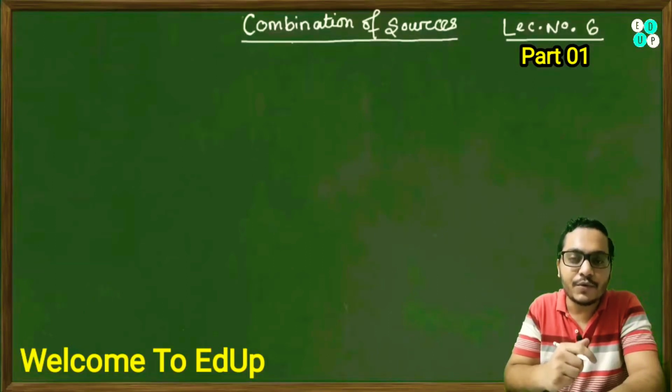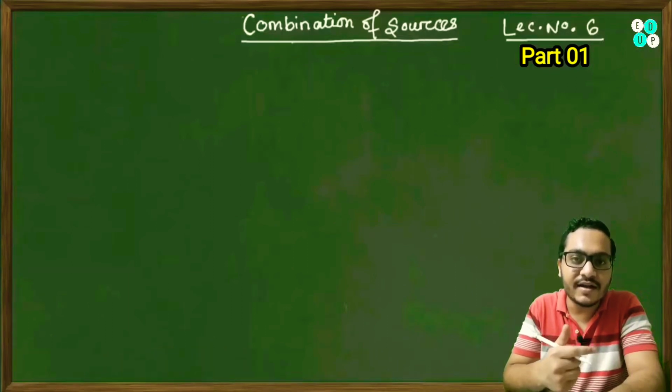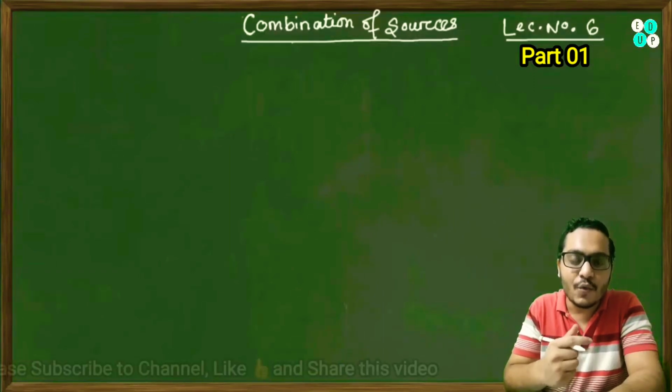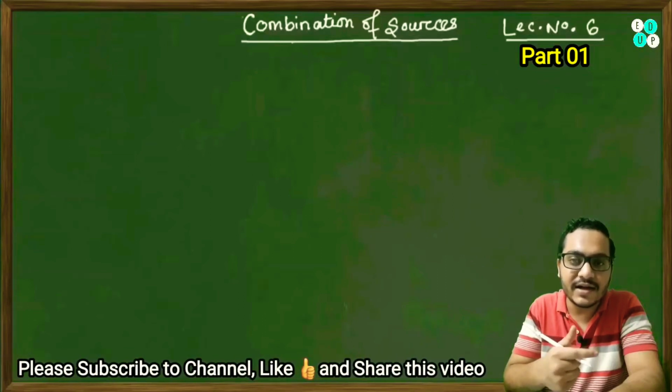Dear students, up to now we have studied how to solve a network by using mesh current analysis and nodal voltage analysis, and saw the concept of super mesh and super node, and solved a few MCQs relating to those concepts. Now in this lecture we will be discussing the concept of combination of sources, meaning when a number of sources are connected either in parallel or in series, what will be their equivalent network, what will be their equivalent circuit.